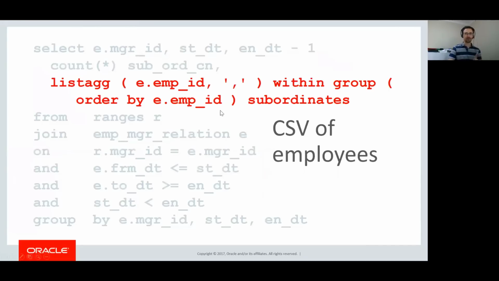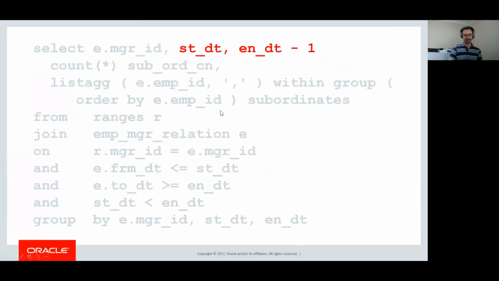However, there's one thing we need to cover off here still, and that is the start and end dates. So when I generated this data, all the start and end dates were entirely consecutive. So the end date of the current period is equal to the start date of the next.